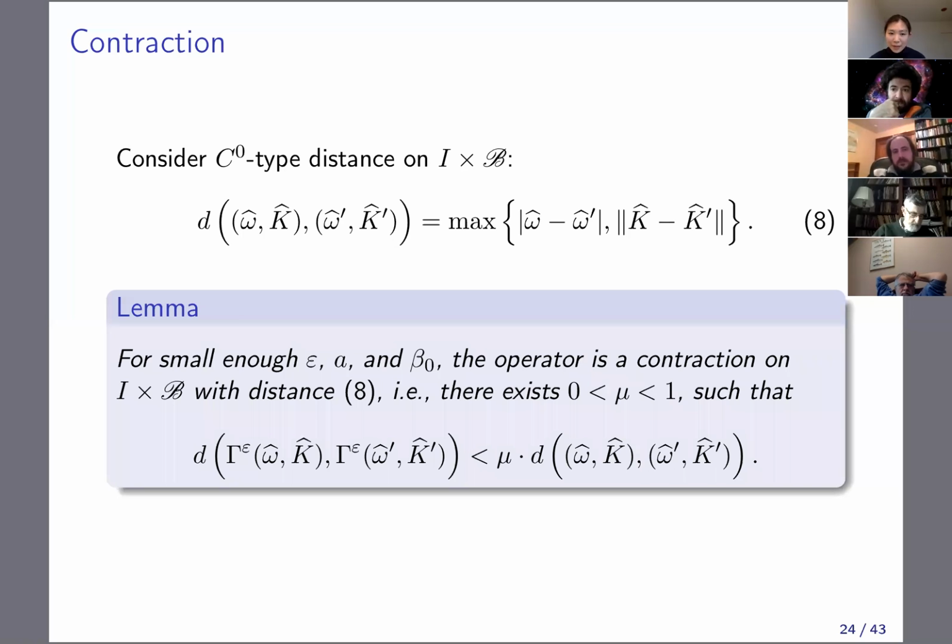For our main result, we need another lemma, which is about the C0 contraction. So we define this C0 distance on the space I cross B. This lemma says that if epsilon is small enough and the constants A, which appears in the definition of the interval I, and this beta 0, which appeared in the definition of the space calligraphic B, are all small enough, then the operator is a contraction on I cross B under the C0 norm.